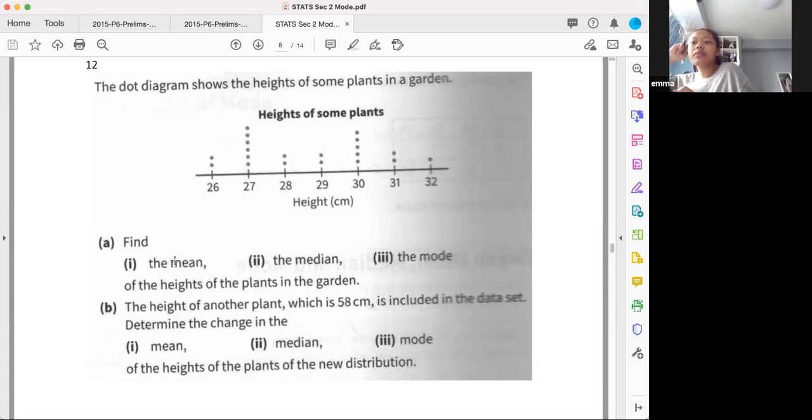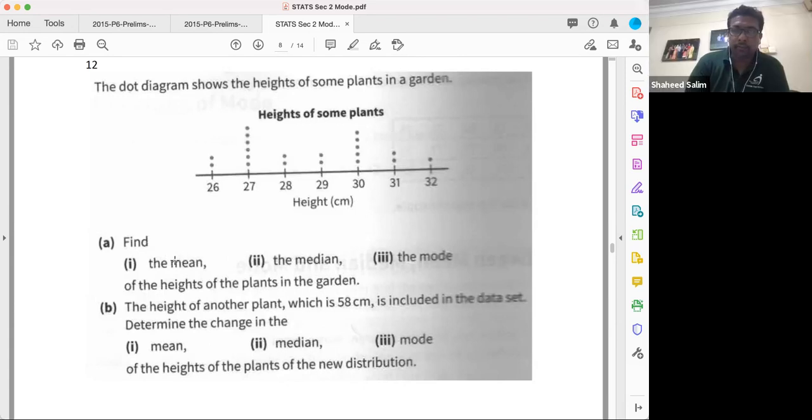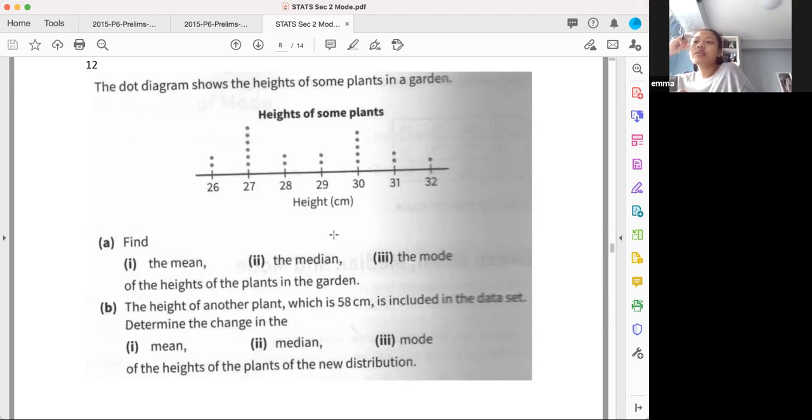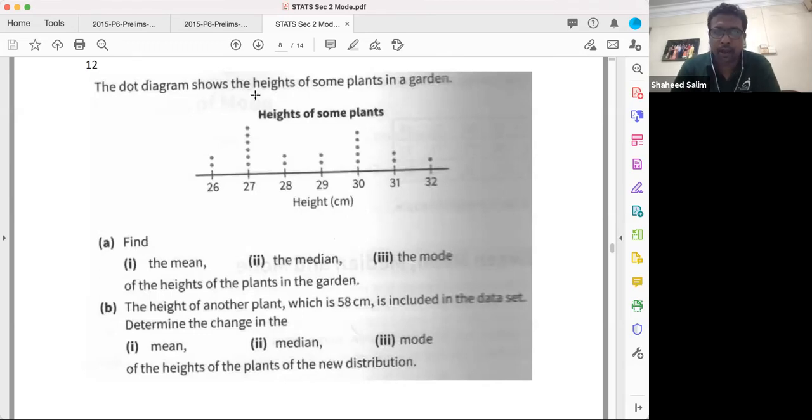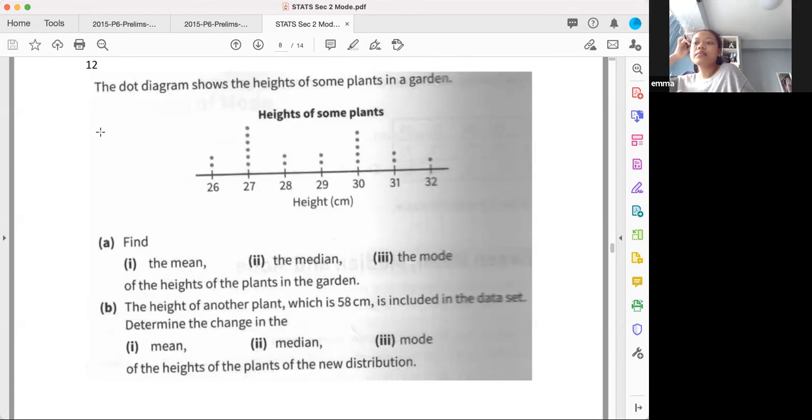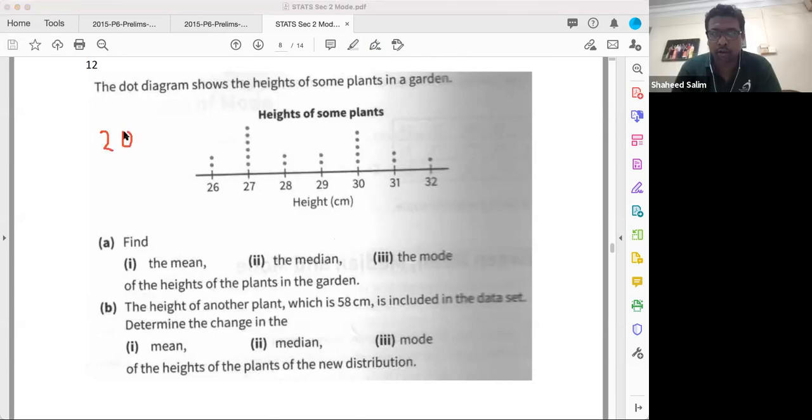Sorry, again, between? 29 and 30. Okay, hold on. Oh, no, it's 29. Okay, hold on. We have 20 plants, right? So take 20, the formula says plus 1, then divide by 2. So you get 10.5. 10.5, where is it in?